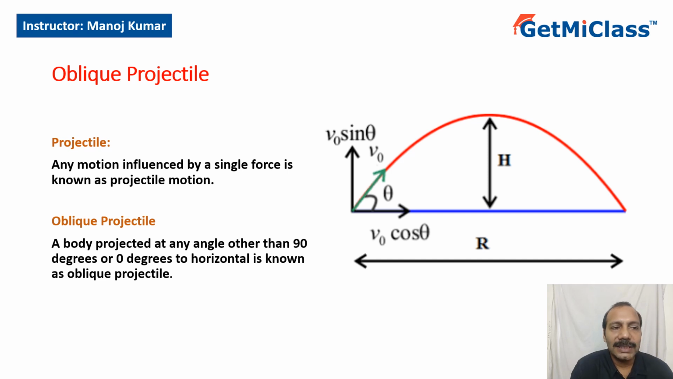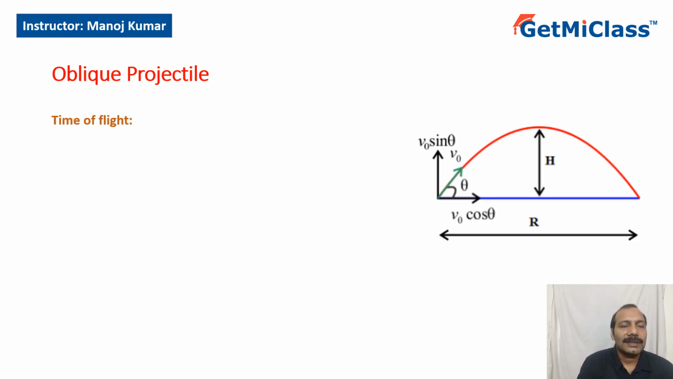Now under this projectile motion, what is oblique projectile? A body projected at any angle other than 90 degrees or 0 degrees to the horizontal is known as an oblique projectile. If it is projected at 0 degrees, we call it a horizontal projectile, and if it is projected at 90 degrees, we call it a vertical projectile. Everything other than vertical and horizontal projectile we are going to look into in this particular video. So let's try to find out various parameters associated with oblique projectile.